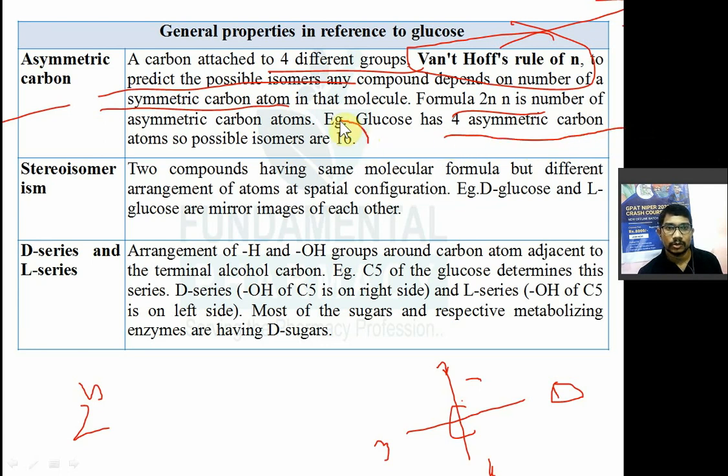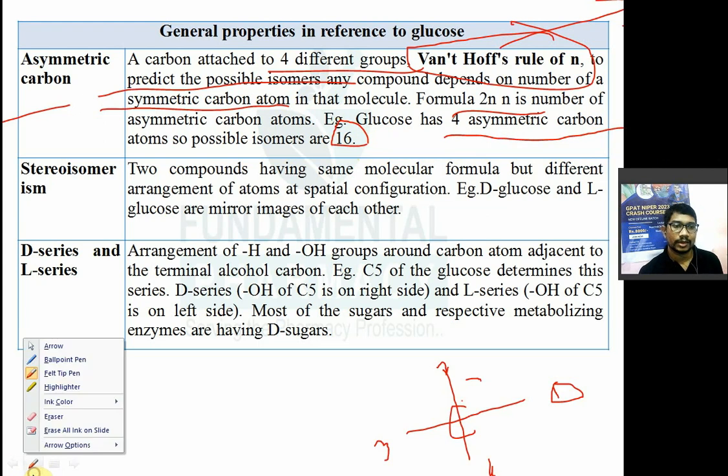The question has already come up. They will also ask about fructose and mannose, so you have to draw the structure. Mannose, galactose, glucose, all will have 16 isomers. Fructose, sorry, fructose will have 8 isomers. It has only 2 asymmetric carbons. Okay, I will explain that concept.